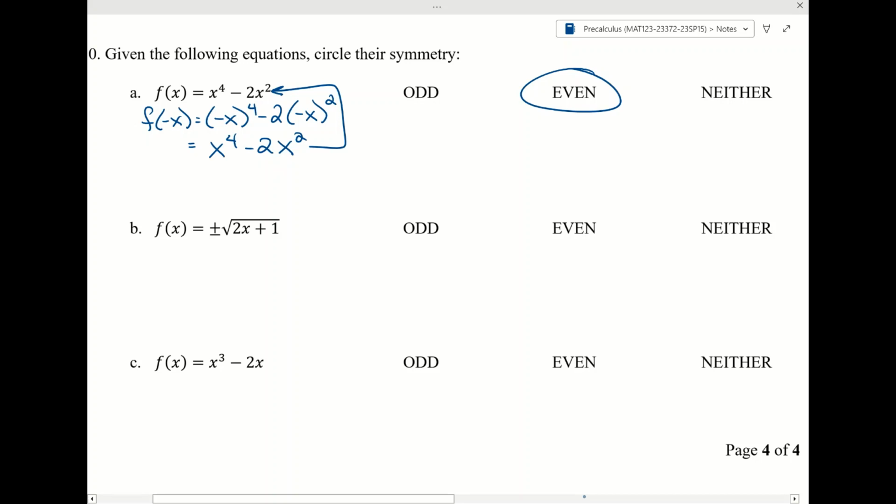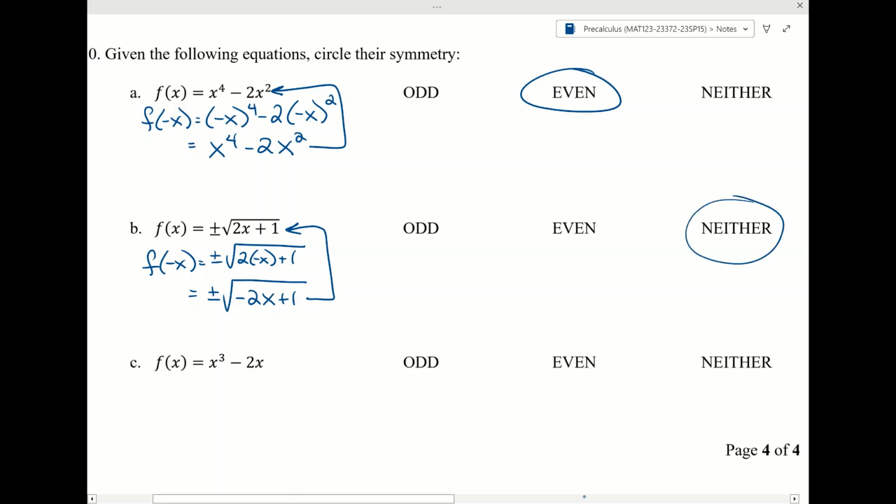We're just going to keep plugging in negative x and see if we get the same thing or the opposite or neither. So we'll do it with the second problem too. Let's plug in negative x. We get 2 times negative x plus 1, so the square root of negative 2x plus 1. Obviously, it's not the same thing. Is it the opposite? No, it just looks different. So we say that it's neither.